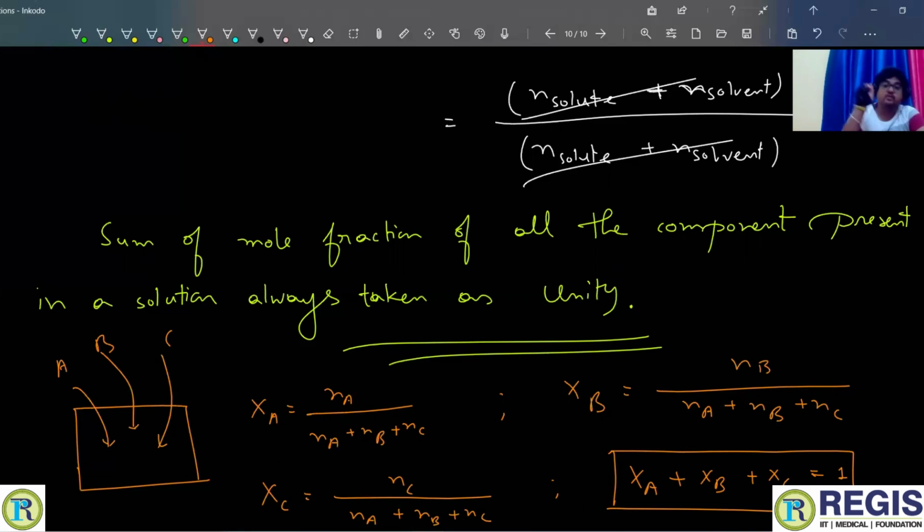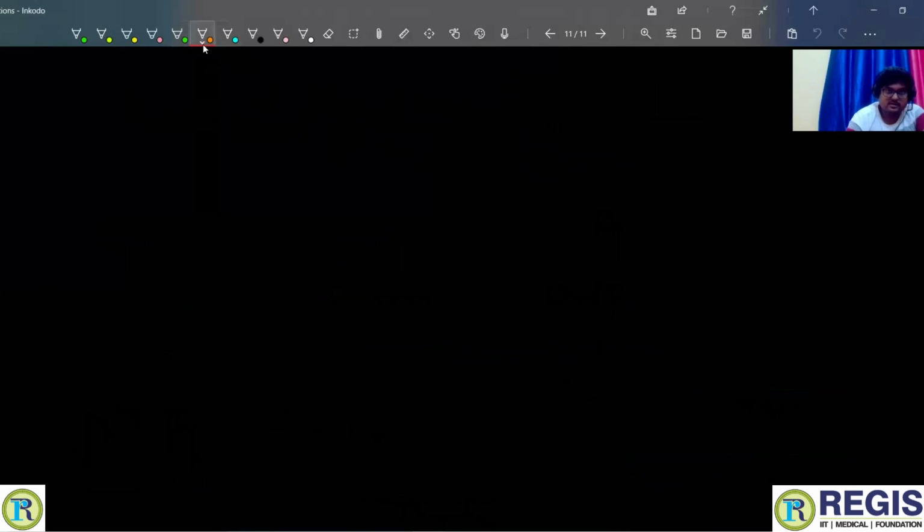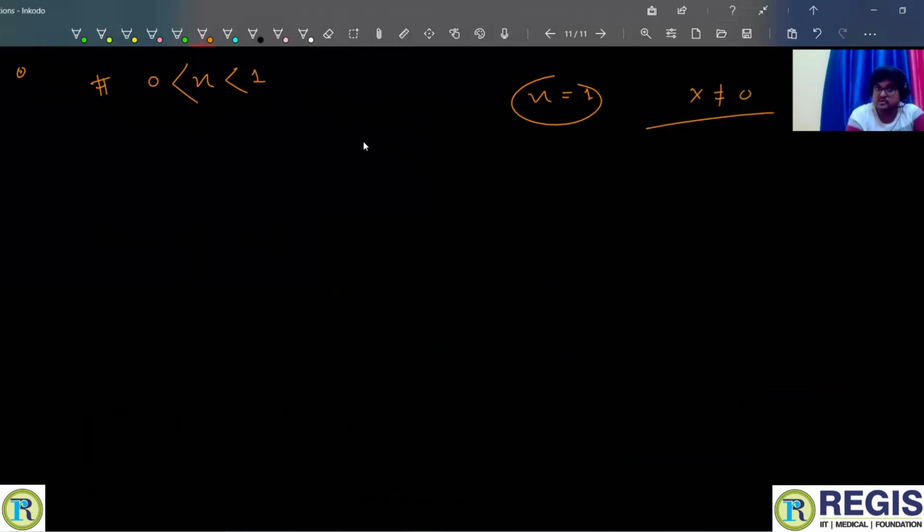Okay. Giving you two questions regarding this mole fraction stuff. Then we are moving to molality. Another thing, just remember, the maximum value of mole fraction is always 1. Mole fraction value 1 means only one particular substance is present. Mole fraction 0 can never be possible. So X value always lies between 0 and 1.